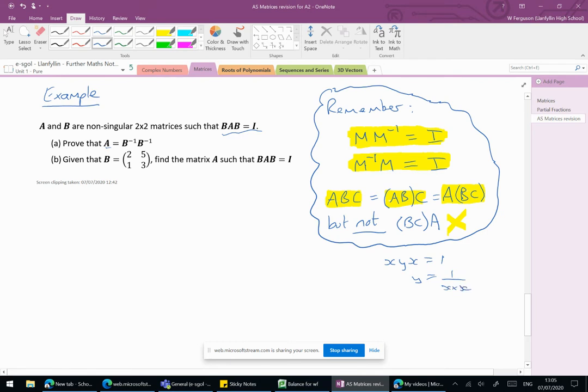But with matrices, I don't know how to divide. In fact, it's not that I don't know how to, it's just that it's not defined. So rather than dividing this BAB equals I statement by B and then by another B, what I have to do is multiply by the inverse of B to remove it from the left-hand side instead. And if I do it on the left, I have to do it on the right as well, so of the equation. So let's start with that statement, BAB equals I.